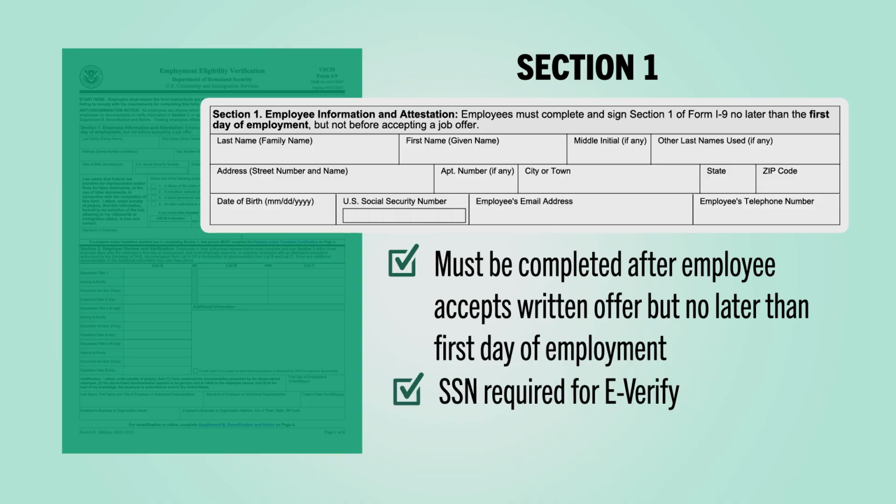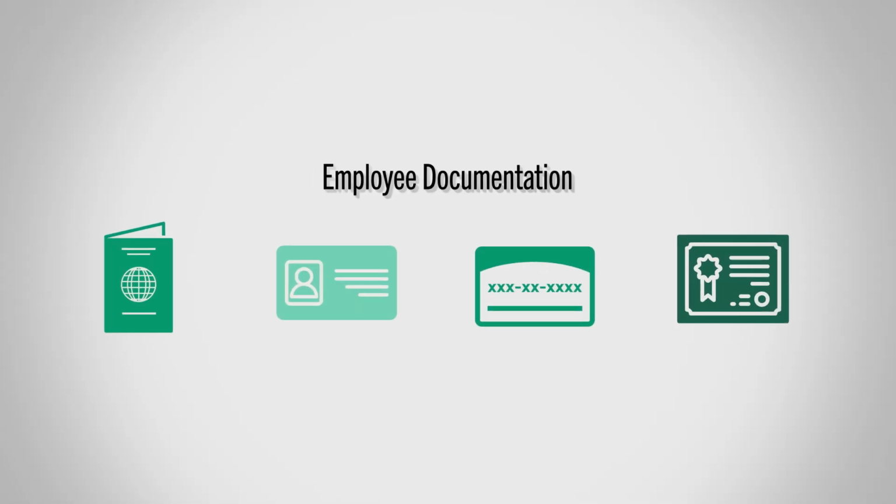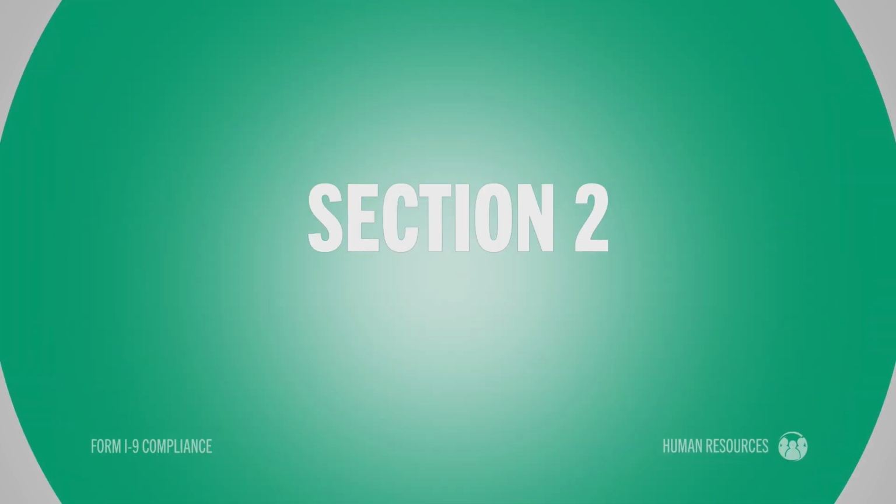If your organization uses E-Verify, a social security number is required. Otherwise, it's optional. Email and phone number are also optional. Employees must also provide acceptable documentation, which will be necessary for the employer to fill out Section 2.